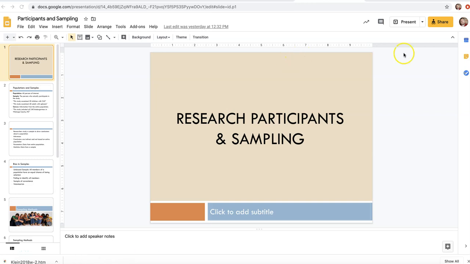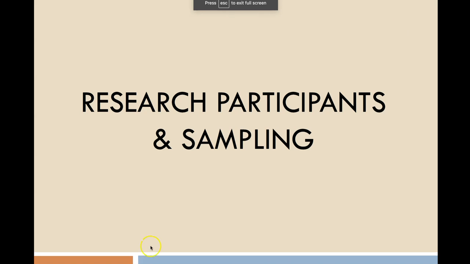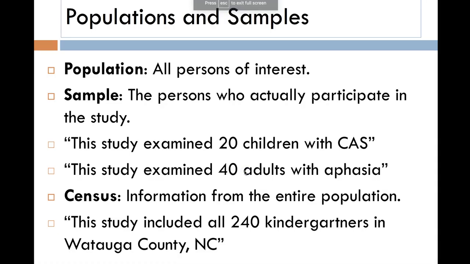All right, everybody, we are going to talk about research, participants, and sampling. Just a little introduction to that idea. And we're going to start off talking about the difference between a population, a sample, and a census.